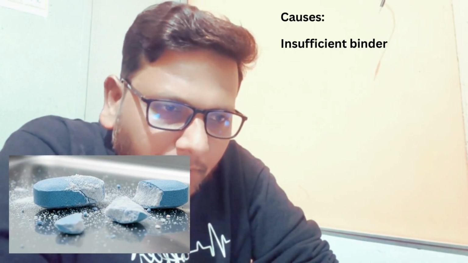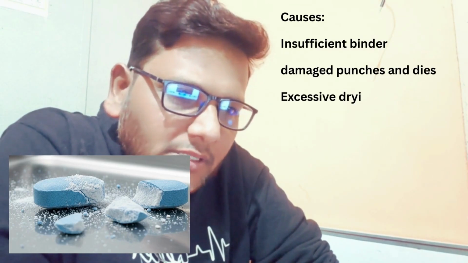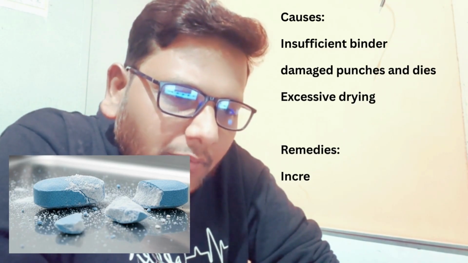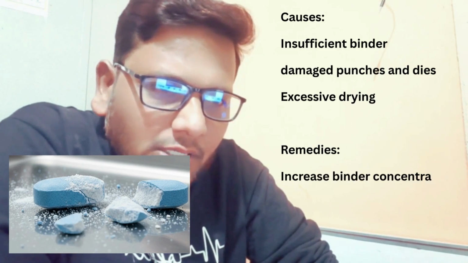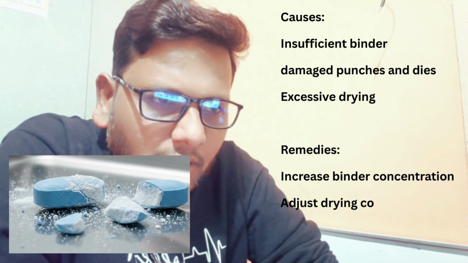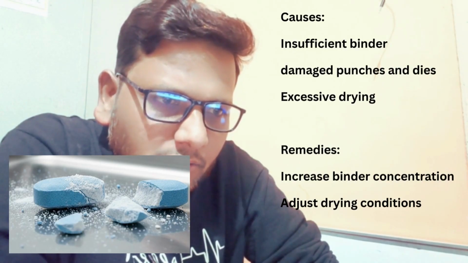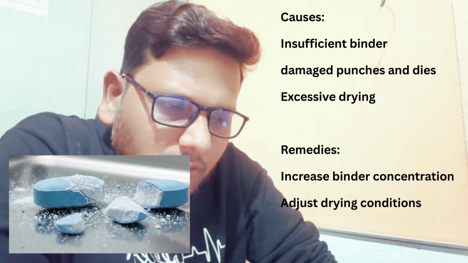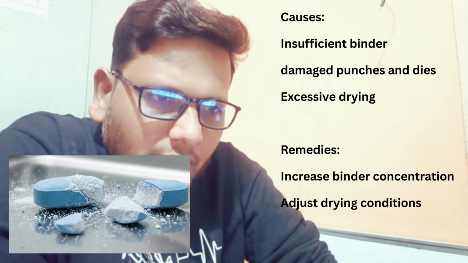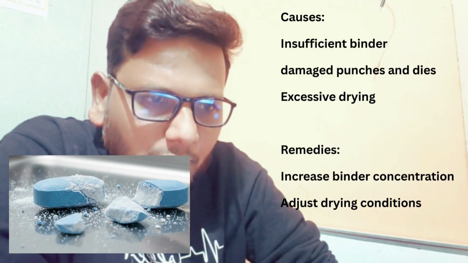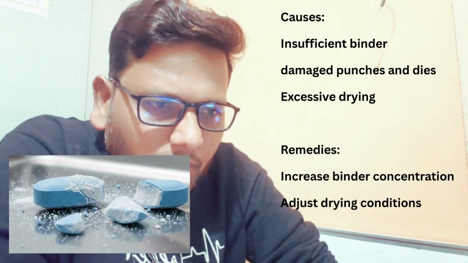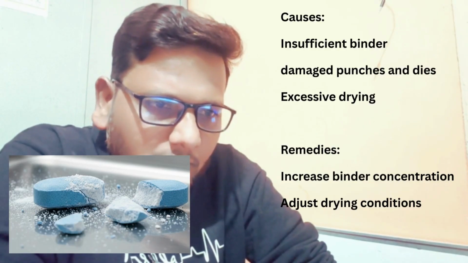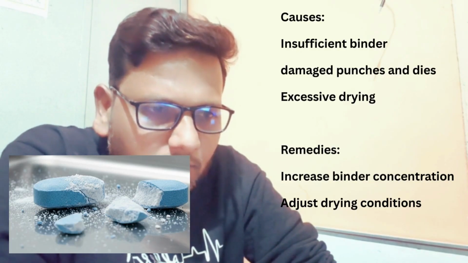Now what are the causes for this chipping problem? The chipping problem may arise due to insufficient binder, damaged punches and dies, and excessive drying. If we are not using enough quantity of binding agent, that leads to chipping. If the punches or dies which we are using in the formulation of the tablet are damaged, then also it may lead to chipping. If we increase the drying period or there is excessive drying, that also leads to chipping.